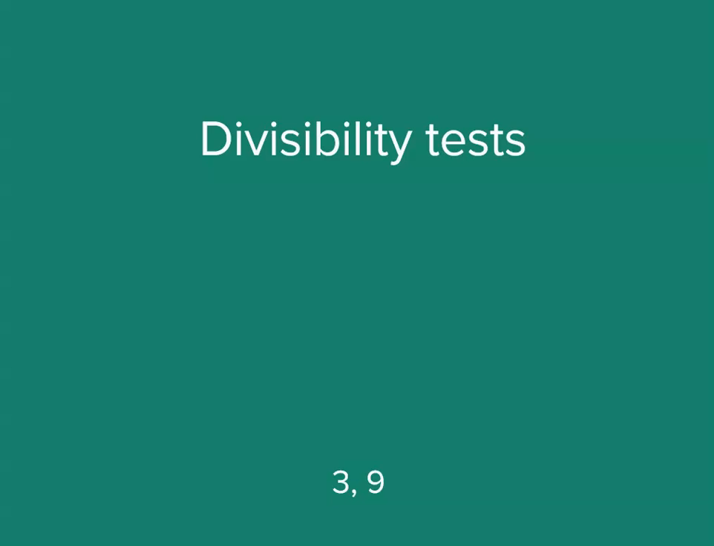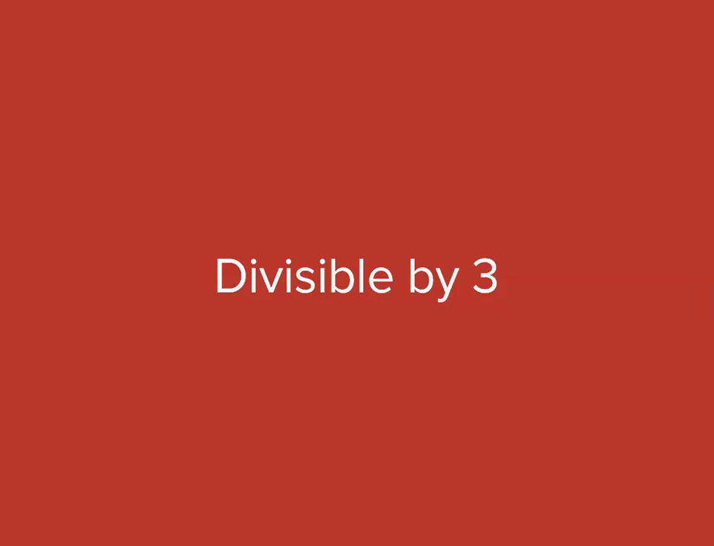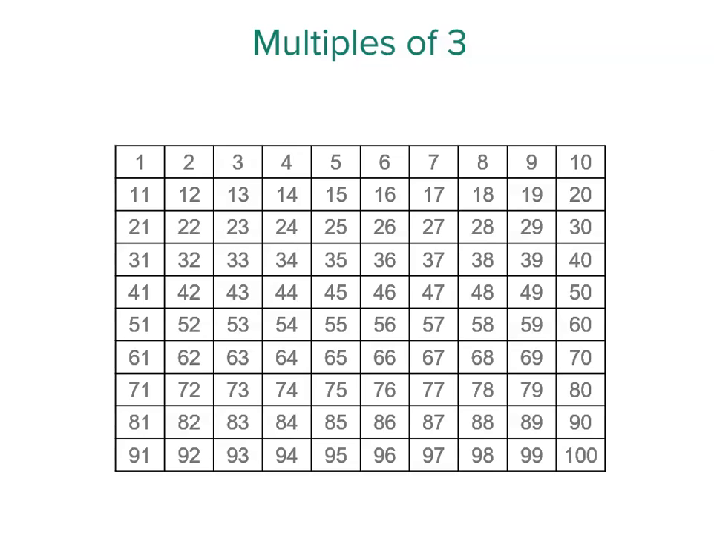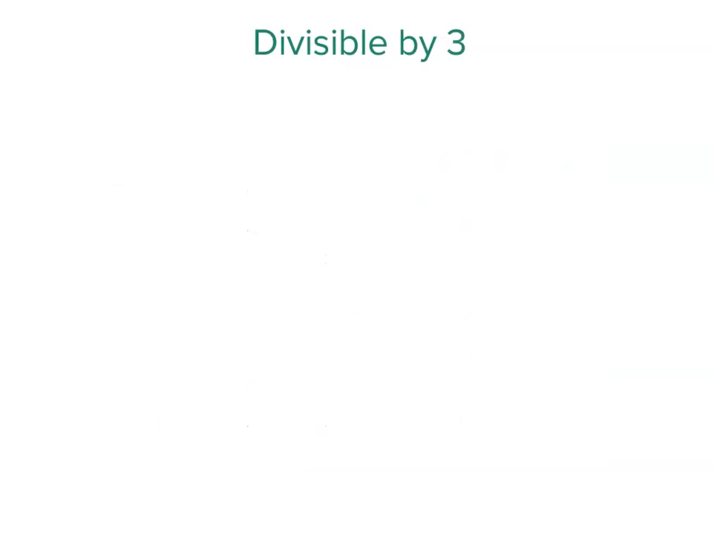How can we tell if a number is divisible by 3 or 9? Well, if it's divisible by 3, it's a multiple of 3. 3, 6, 9, and you can see some of the multiples of 3 here. But we need a rule because we may not always have this here, or we may not know them. So what we do is we think of a rule that we know to be true.